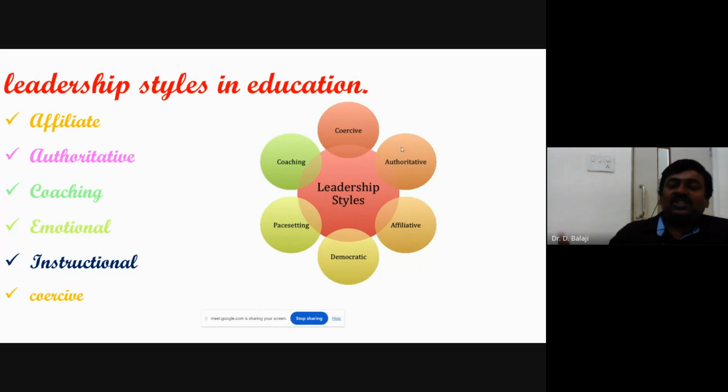Instructional: you should give instructions. Once you are well aware of the things, the facts, and the knowledge, then you will give instruction to others to do it like this. With all these things, when they are still not listening, then you should coerce, use force. This is also like the Samadhana Dandopadhyaya. Like this, you should use force also to change others.